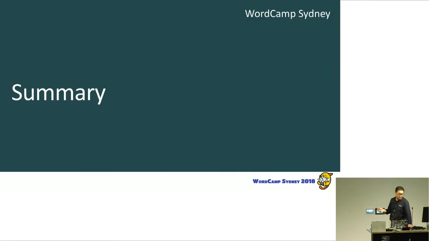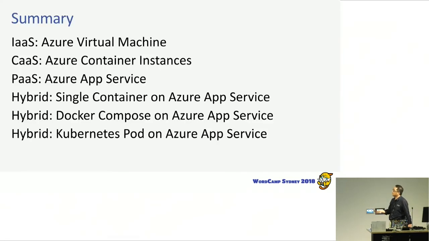Now, it's almost there. Throughout this session, I showed you six different ways of deploying the WordPress website into Azure. From IaaS using the virtual machine approach, then container instances, then the remaining four use Azure PaaS, and those three are different packaging: using a single container, using Docker Compose for multi-container, and using the Kubernetes pod for multi-containers, right?